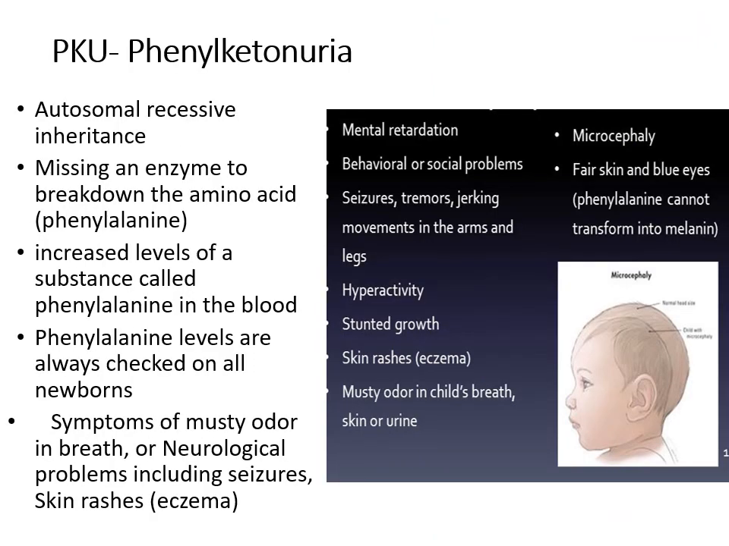Okay, I won't spend too much time on PKU, autosomal recessive. What's happening? It's missing an enzyme that breaks down phenylalanine, okay, which is just an amino acid. So if you're missing the enzyme that breaks it down, phenylalanine is going to build to very high levels, okay?